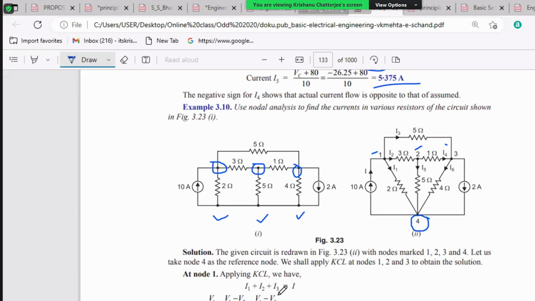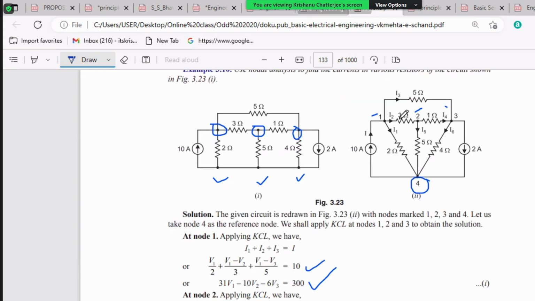Now see, what will be I1? This is V1, this is the reference node, so I1 is V1 by 2. I2 is V1 minus V2 by 3. I3 is V1 minus V3 by 5, and that equals 10 ampere. So no need of writing in EMF also. You are directly writing in this way. There is no EMF, so in current form we are writing. We have the current, we are writing it down. We are solving it. Come to the second one.